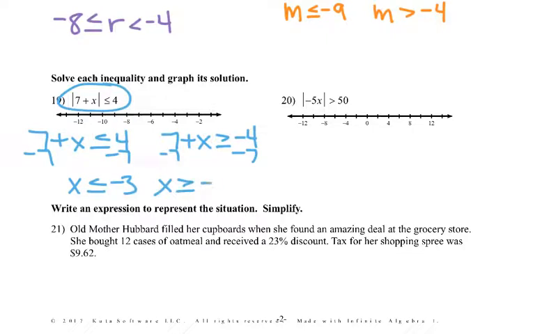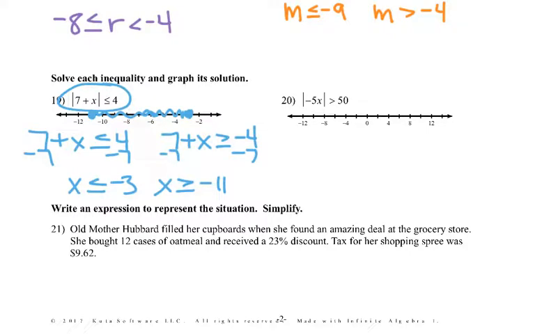to negative 11. So at negative 3, filled in circles for both, negative 3 and negative 11. X is smaller than negative 3, but bigger than negative 11. So it looks like that.